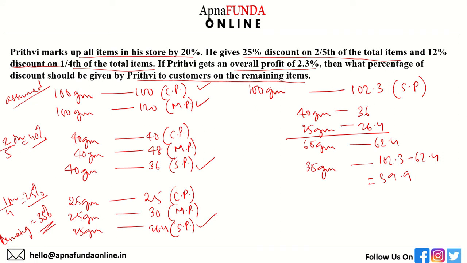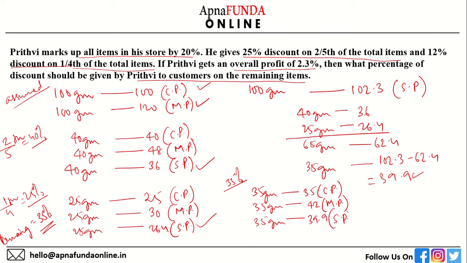So now we come to the 35%. This will now solve our question. 35 gram, 35. This is our cost price. 35 gram, 20% markup. So 42 becomes mark price. 35 gram, our selling price is 39.9. This is our selling price.